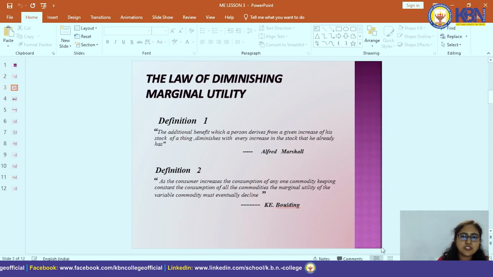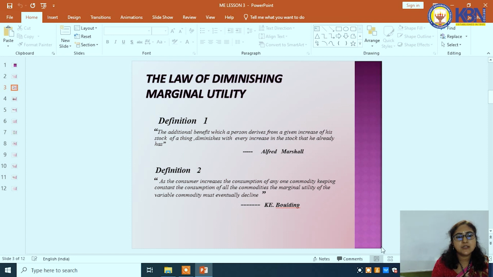Now let us see the definitions of the law of diminishing marginal utility. The very first definition was given by Alfred Marshall. According to Marshall, the additional benefit which a person derives from a given increase of his stock of a thing diminishes with every increase in the stock that he already has. And definition 2: as the consumer increases the consumption of any one commodity, keeping constant the consumption of all other commodities, the marginal utility of the variable commodity must eventually decline. This definition was given by K.B.N.